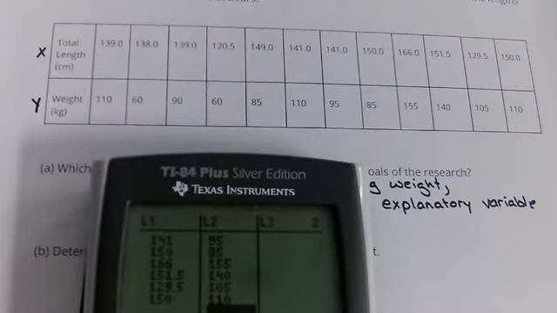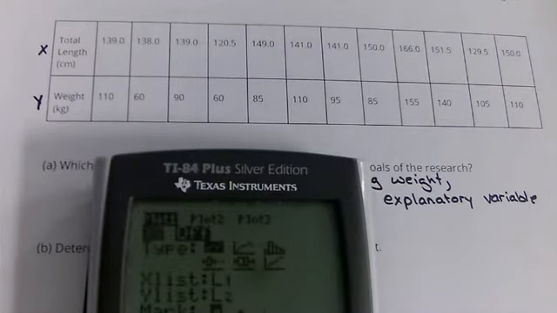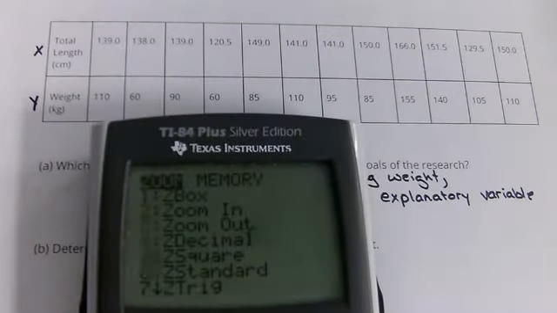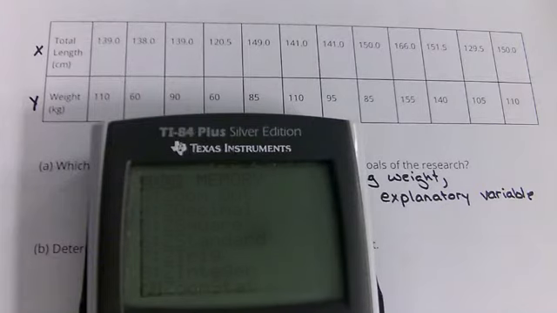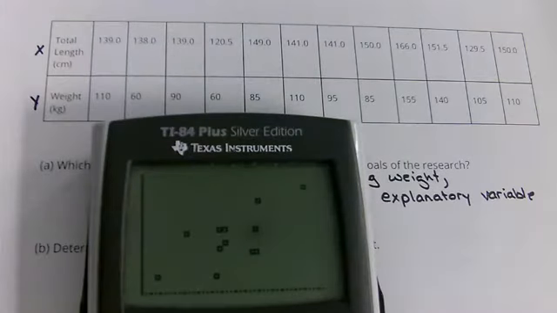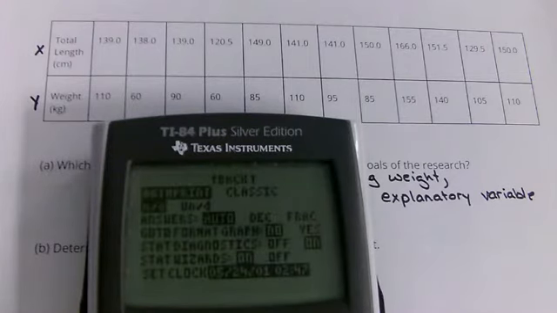Now I'm also going to review looking at the graph. So I'm going to go to Stat Plot, turn that on, press Zoom, and go down to Zoom Stat so I can look at the scatter plot. I just wanted to look at that because it does look like there's a positive correlation and it does look fairly linear. Next, I'm going to double check that I have my stat diagnostics on.